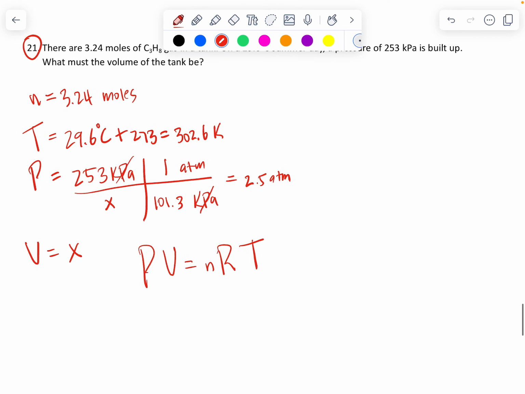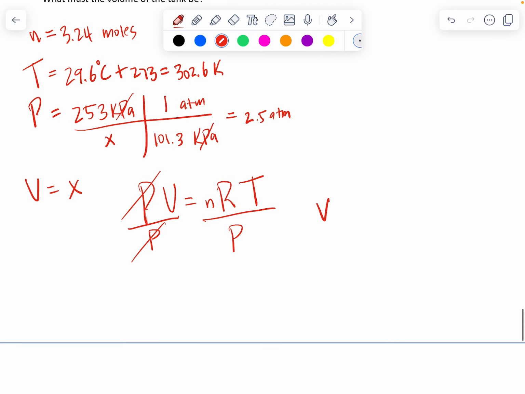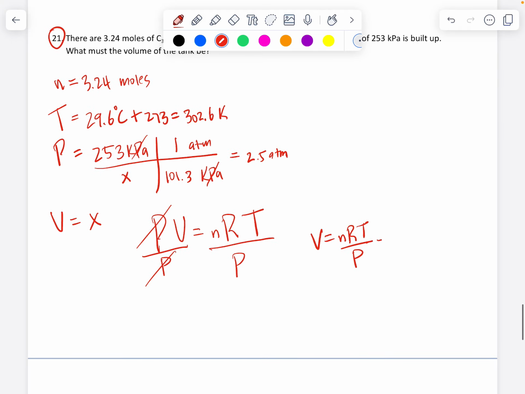Since we're trying to solve for V, I have to get rid of P, right? So the P's go away. I'll just rewrite it: V equals nRT all over P. All right, all I have to do now is just plug and chug.